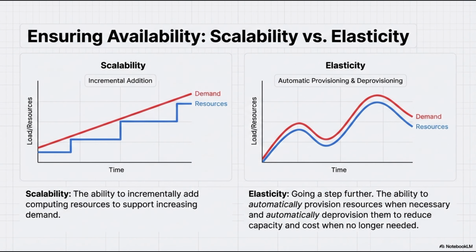So you're going to want to compare scalability and elasticity when you're thinking about availability. Scalability is the ability to incrementally add computing resources to support increasing demand. But going a step further, elasticity is the ability to automatically provision resources when necessary and automatically deprovision them to reduce capacity and cost when no longer needed. I think serverless functions are an example of elastic things that automatically provision the resources they need, but they are usually more expensive because you're not already stating what you need.